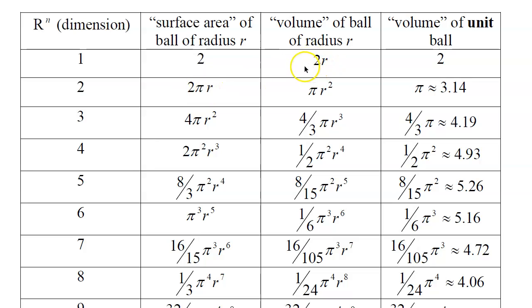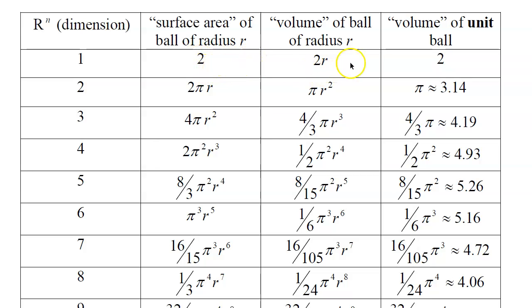In dimension 1, what do we mean by a ball of radius r? Well, a ball of radius r, let's say centered at 0 on a number line, would just be the interval from minus r to r. And notice the volume would really be the length of that interval, and that's 2r. And the boundary is really just two endpoints, the point at minus r and positive r. So the surface area would just be the number of endpoints, which is just 2.